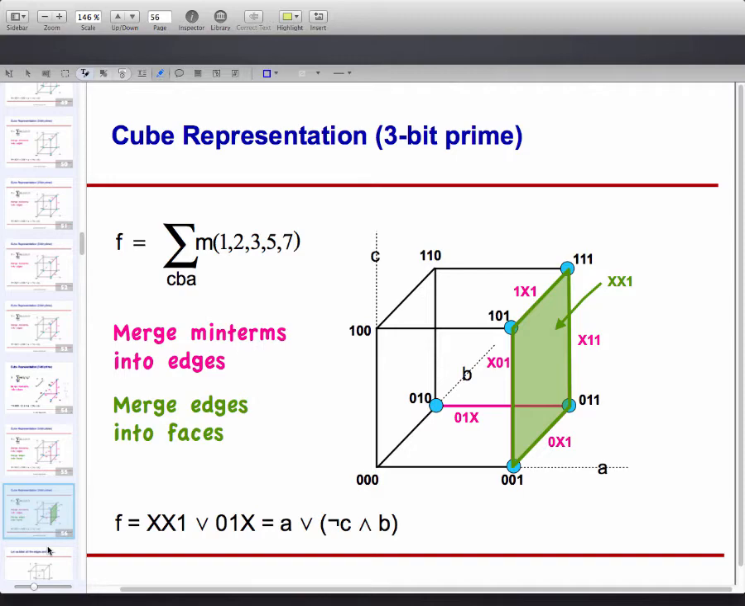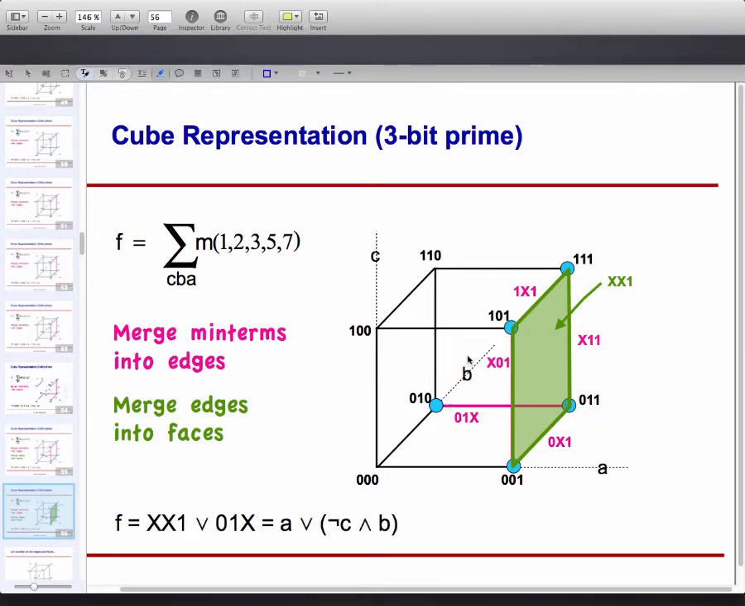I would pick a face instead of edges. I would pick edges instead of minterms. So in this particular case, if you notice, if I pick this face, xx1, and I pick this edge, 01x, then I would have covered all the 5 vertices, right?